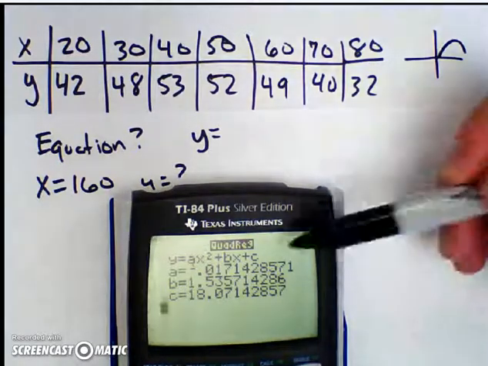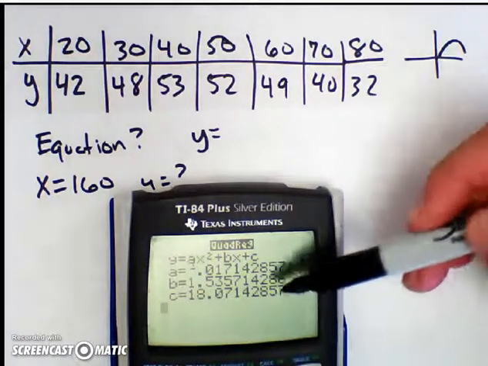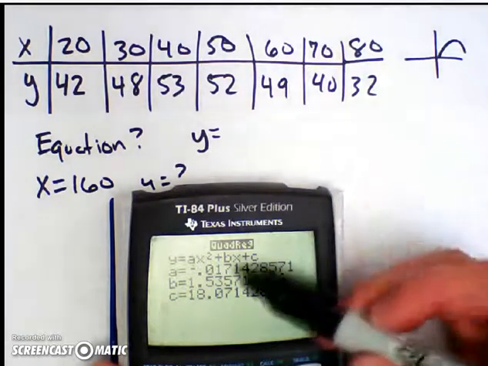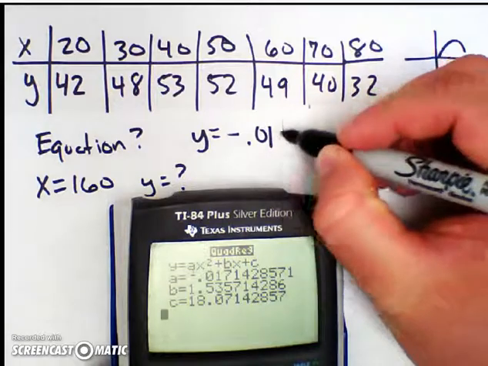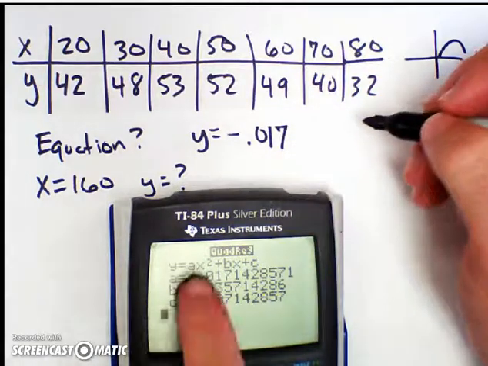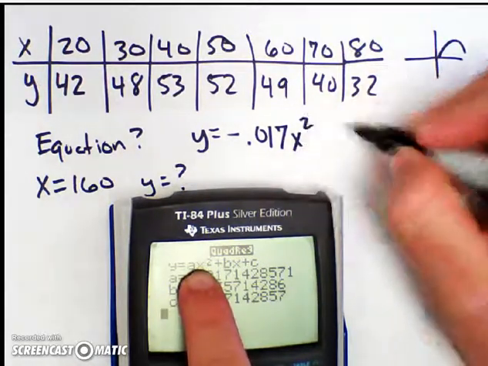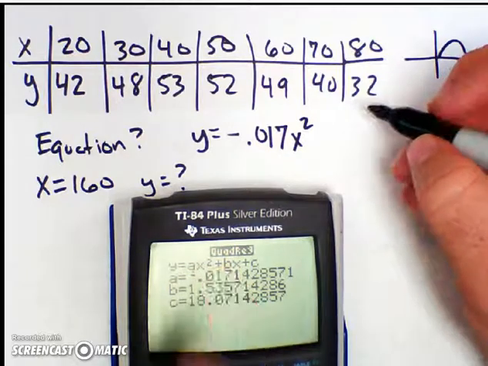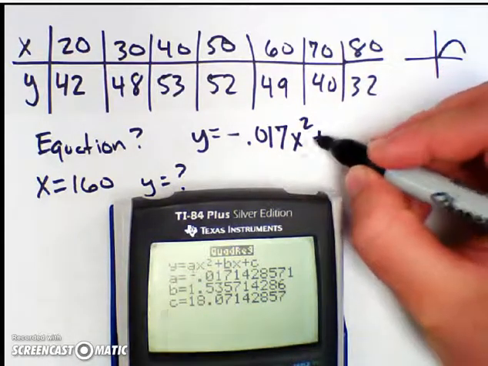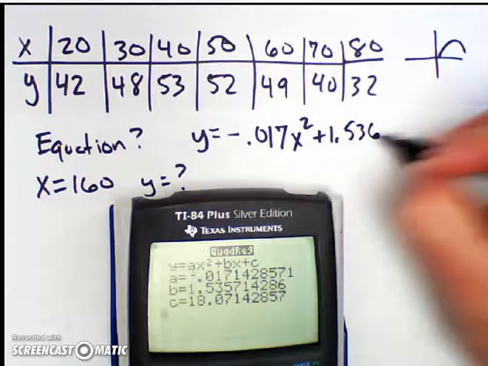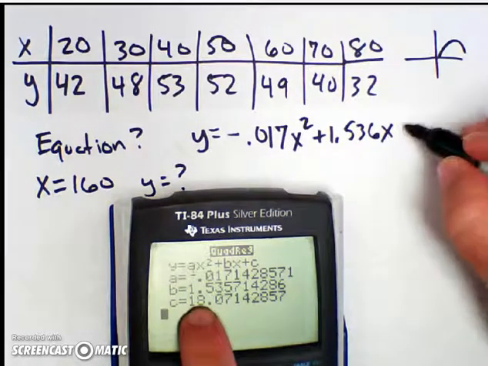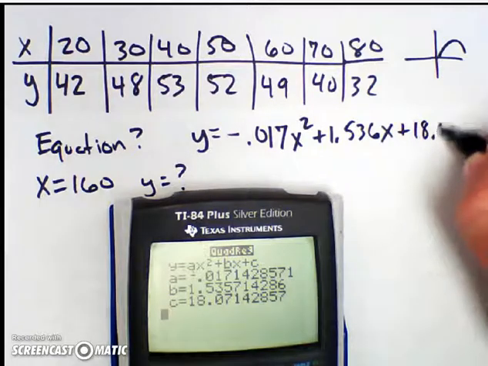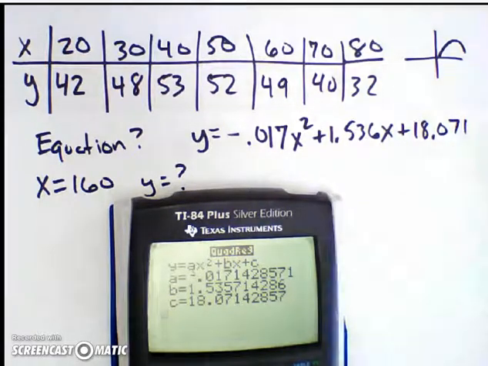Alright, so this is what the calculator gives me. Y equals ax squared plus bx plus c. My a is -0.017. And that's going to be followed by an x squared. And then plus b, my b is positive, so it's plus 1.536, followed by an x. And then my c is a positive 18.071. That is my equation.